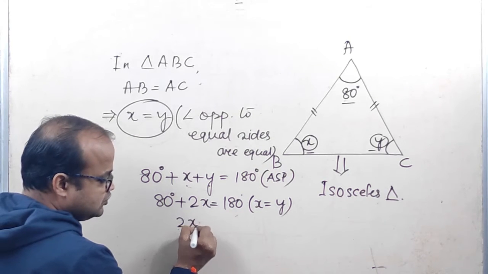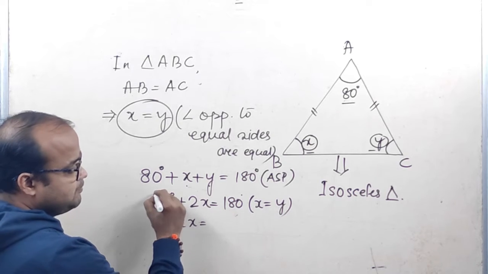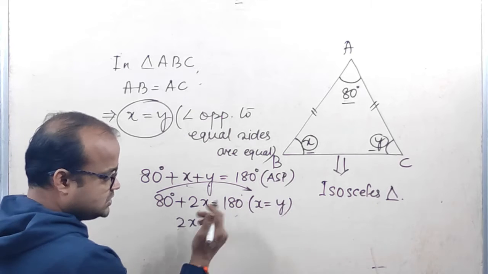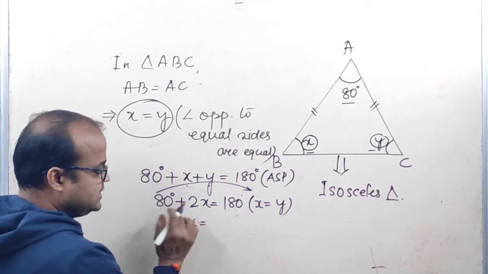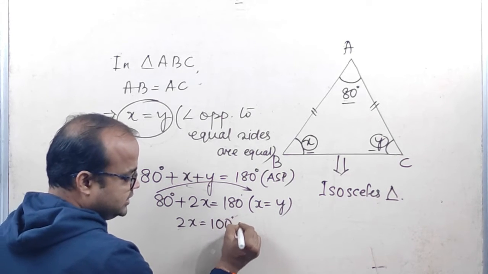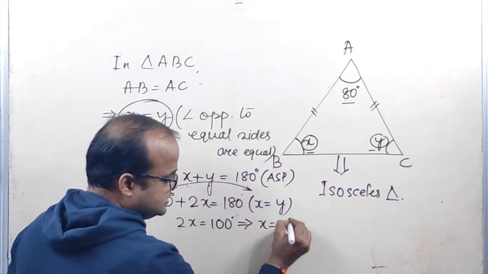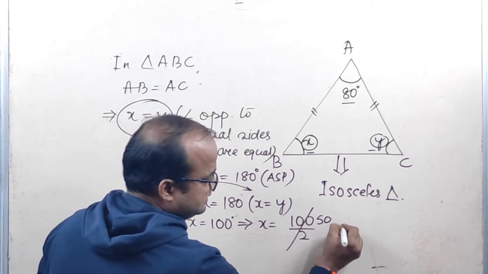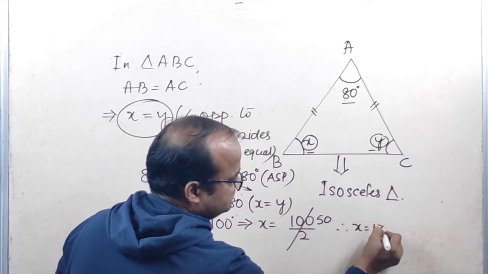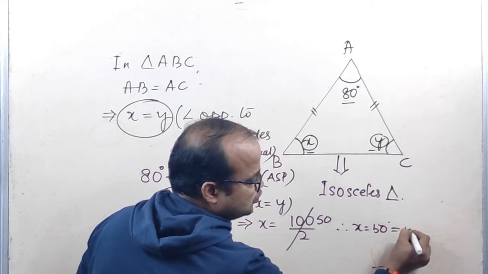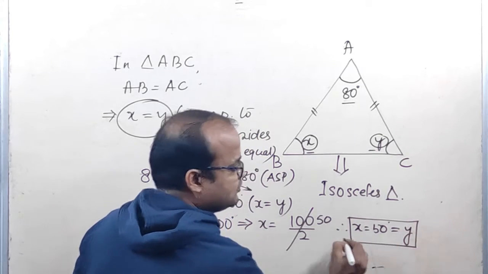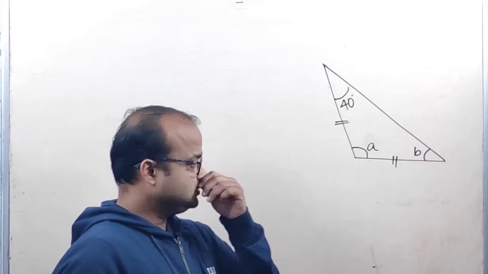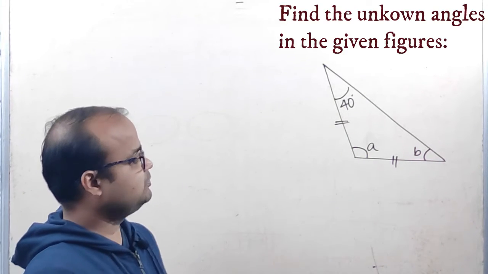So 2X equals 180 degree minus 80 degree, since we are shifting this 80 degree to the other side. So 180 degree minus 80 equals 100 degree. It implies X equals 100 by 2. Therefore X equals 50 degree, equals Y, since X and Y are equal. Clear? Now let us solve another problem.